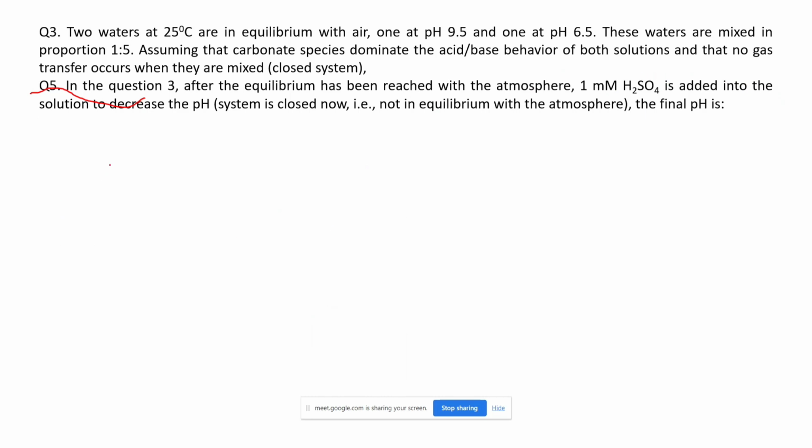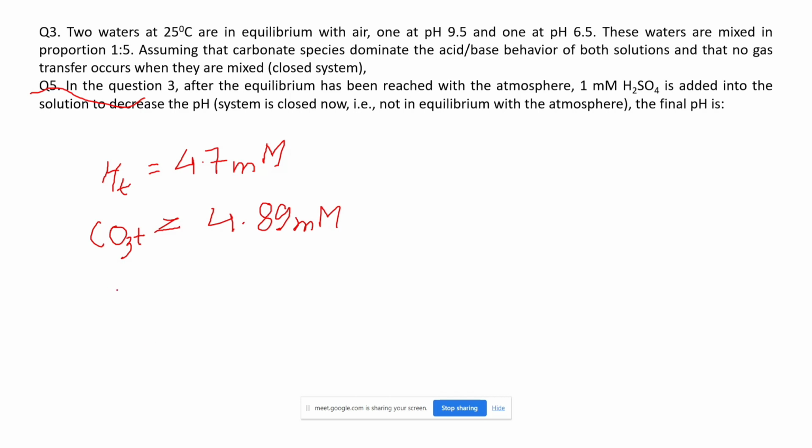Since we are adding H2SO4, let's first write down what the total H concentration was by solving question 4. Total H concentration was 4.7 millimolar, and total carbonate was 4.89 millimolar. Now we are adding 1 millimolar of H2SO4. As we know, each mole of H2SO4 will give us 2 moles of H and 1 mole of sulfate. So let's write down the total sulfate concentration. It will be 1 millimolar only.